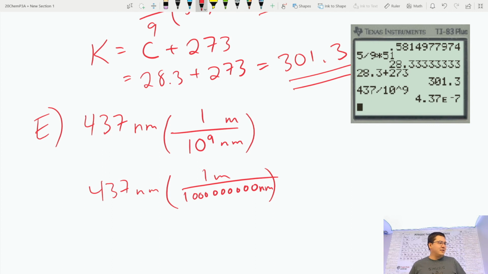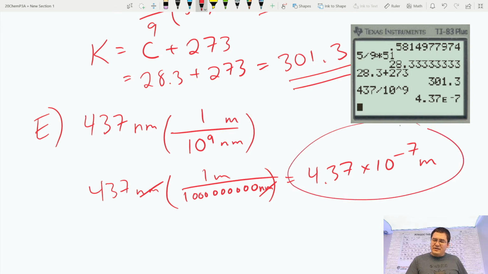I get 4.37 times 10 to the negative 7th, and that would be now in meters. And again, I know that because the nanometers cancel. Okay, so you have 10 to the negative 7th meters, which, you know, what is that? 10 to the negative 6 is a millionth. So you have about smaller than a millionth of a meter is the wavelength, the little oscillation that's hitting your eyeball to see blue.